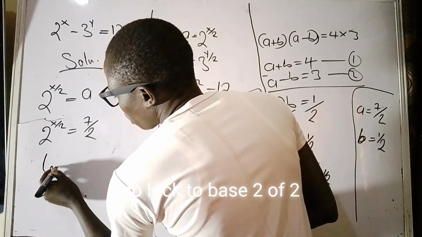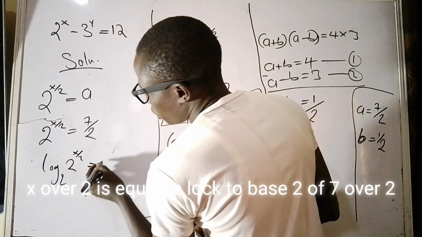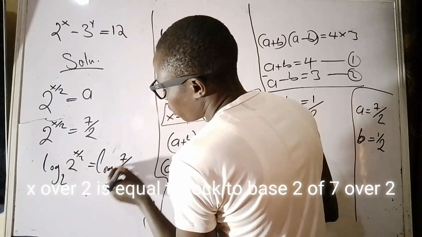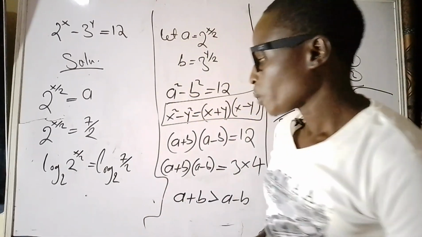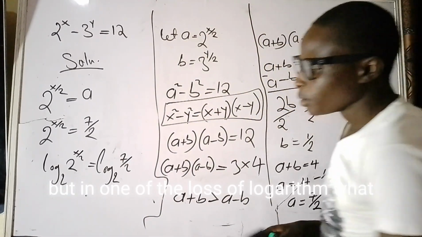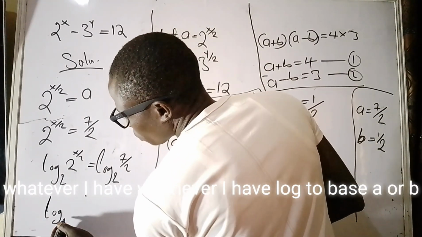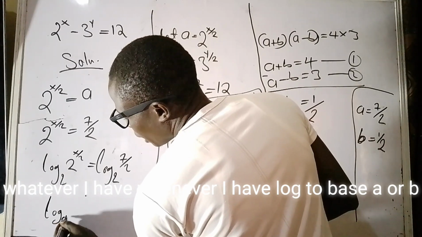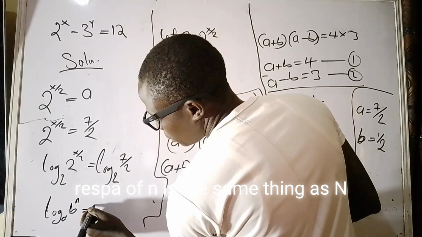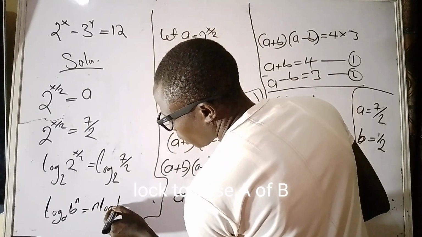So, log to base 2 of 2 raised to the power of x over 2 is equal to log to base 2 of 7 over 2. But in one of the laws of logarithm, whenever I have log to base a of b raised to the power of n, it is the same thing as n log to base a of b.